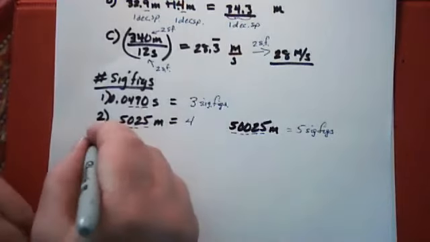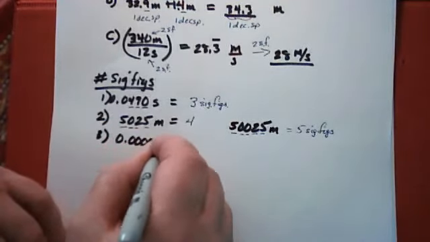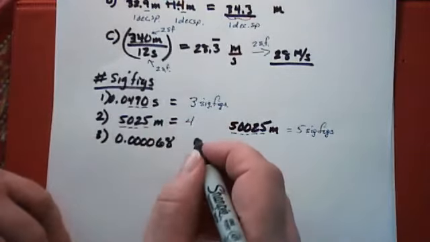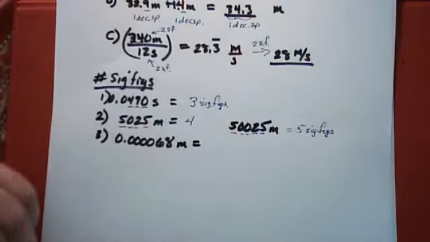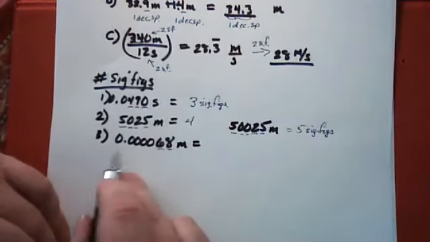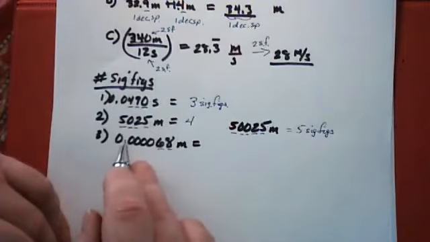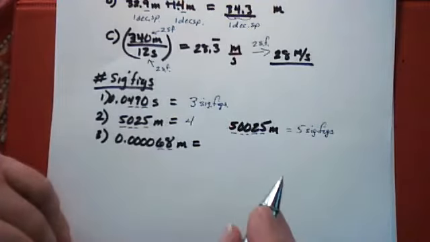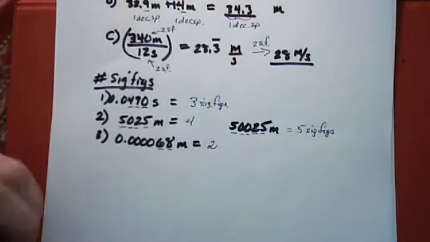Next, we have number 3, is 0.000068 meters. This is pretty easy, actually. 6 and the 8 count. Zeros at the beginning of a number never count. These zeros at the beginning of the number are just there to locate the decimal point. Okay, so this is 2 significant figures.